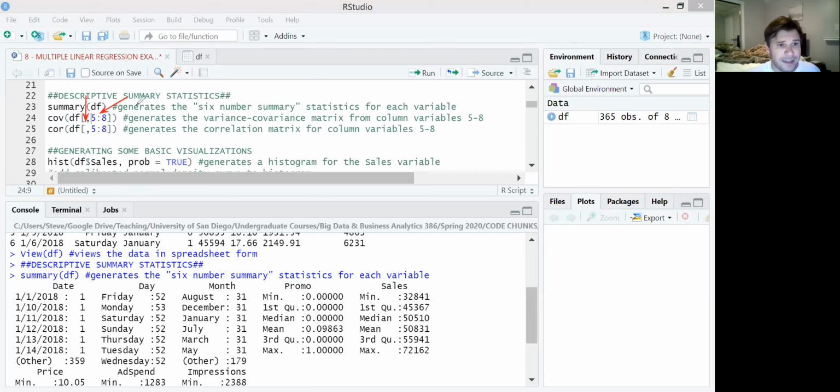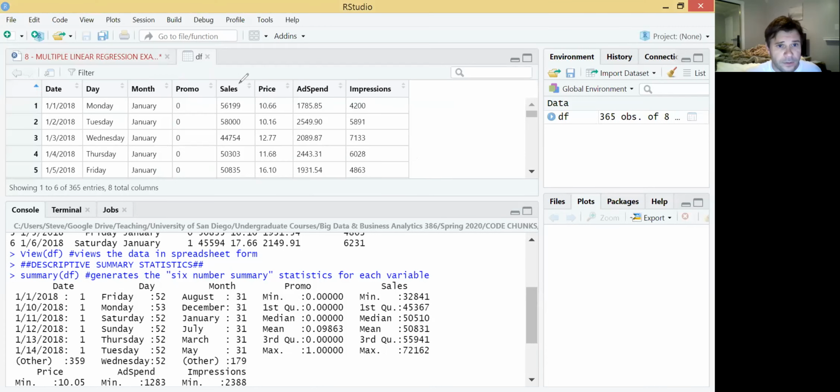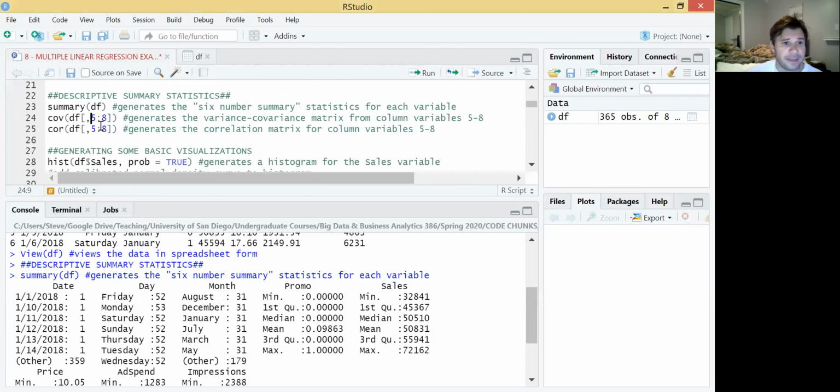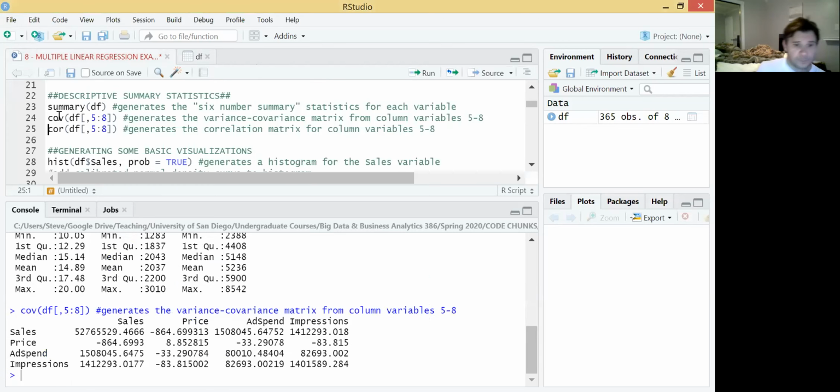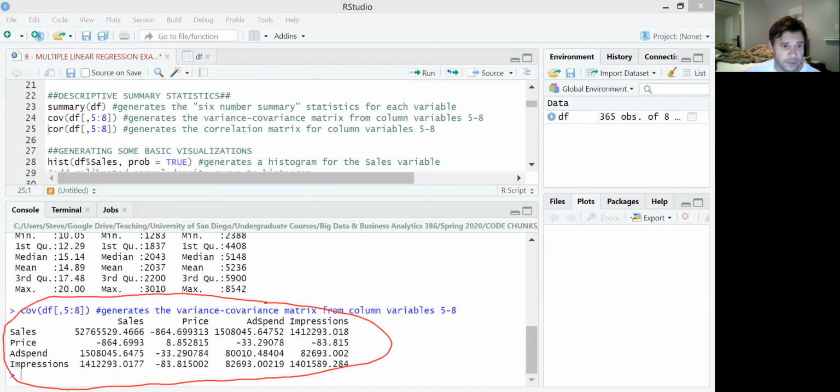If we jump back to our spreadsheet view of the data frame, we can see what columns 5 through 8 specifically are. Column 5 is sales, and 6, 7, and 8 are price, ad spend, and impressions. So we're going to look at the relationship or association between those variables, and we're going to take two perspectives. We'll look first at the variance-covariance matrix, and we can see it is generated now down in the console window, from running line 24 up here.